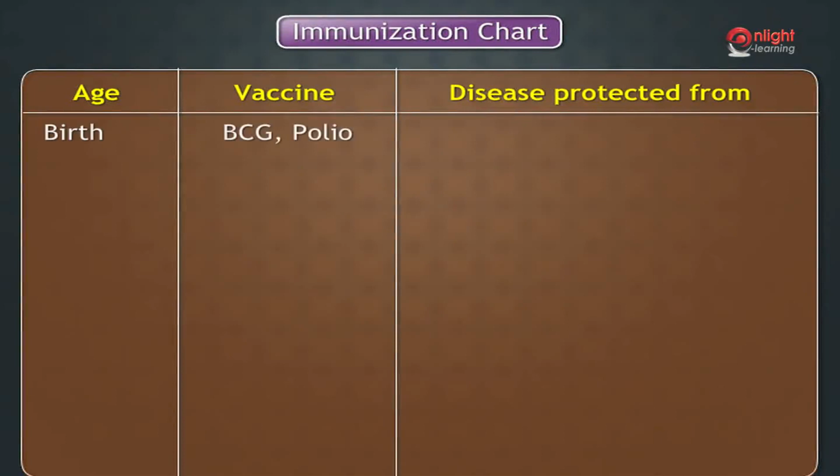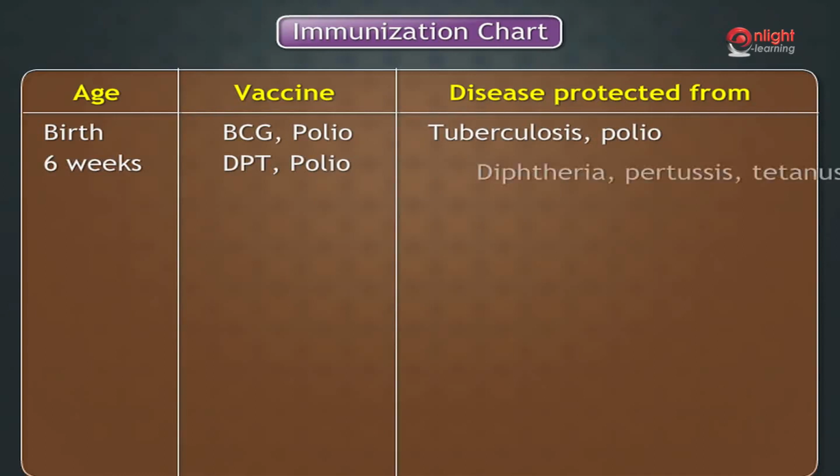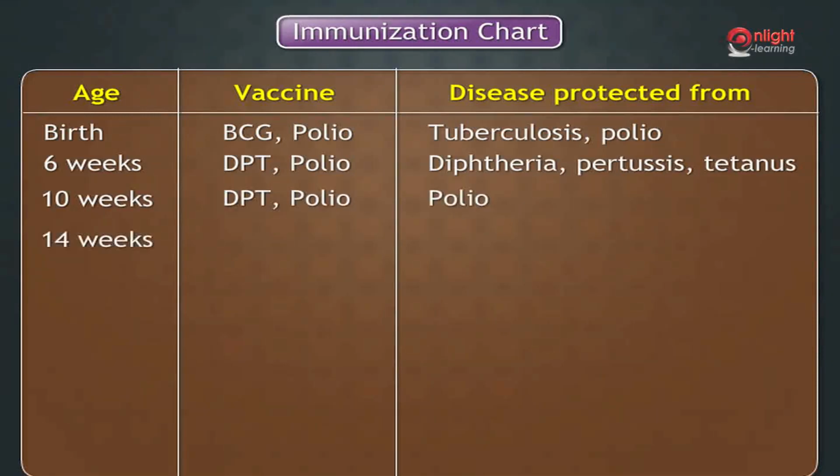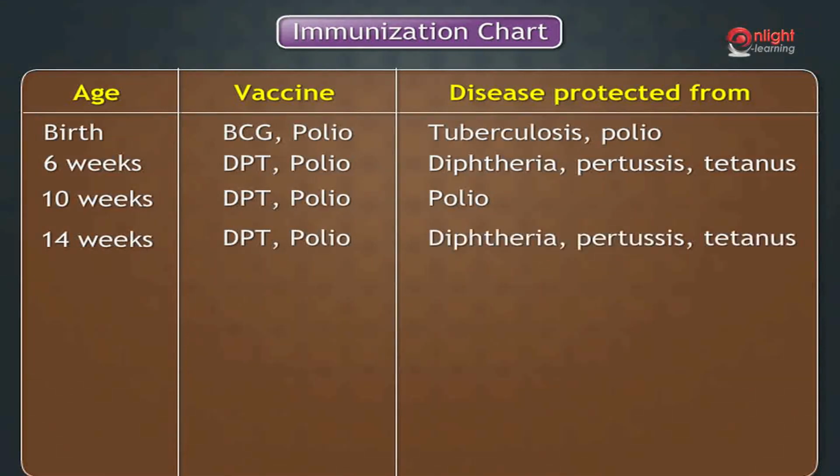Birth: BCG, polio; tuberculosis, polio. 6 weeks: DPT, polio; diphtheria, pertussis, tetanus. 10 weeks: DPT, polio. 14 weeks: DPT, polio; diphtheria, pertussis, tetanus.